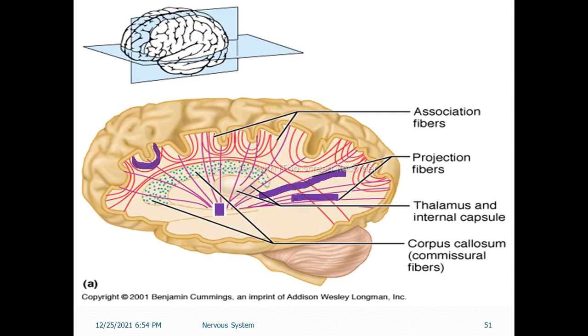The third one is commissural fiber. Commissural fiber is found in the corpus callosum here. This is a cross section, a cut section. The green one is the cut section. These fibers are connected to the other side of the cerebral hemisphere, maybe the left cerebral hemisphere with the right cerebral hemisphere. So association fiber, projection fiber, and commissural fiber. These 3 fibers are known as white matter.